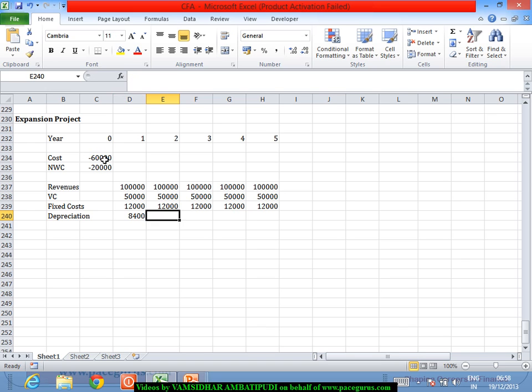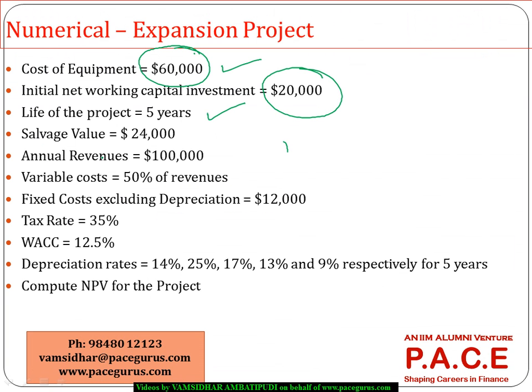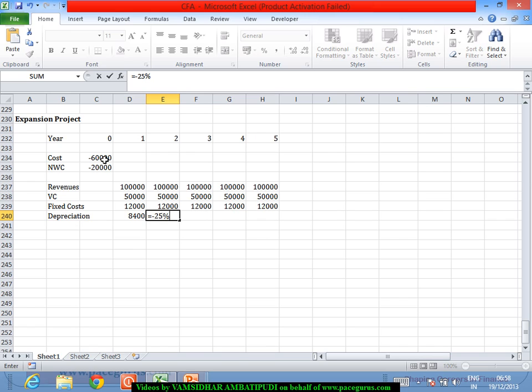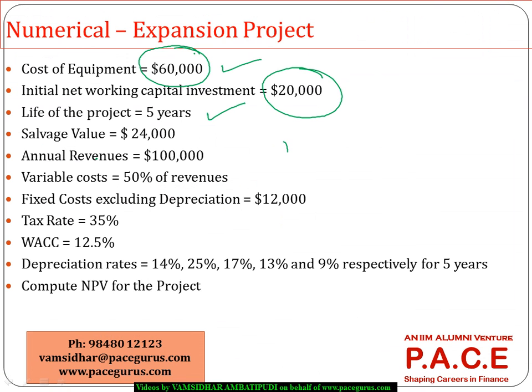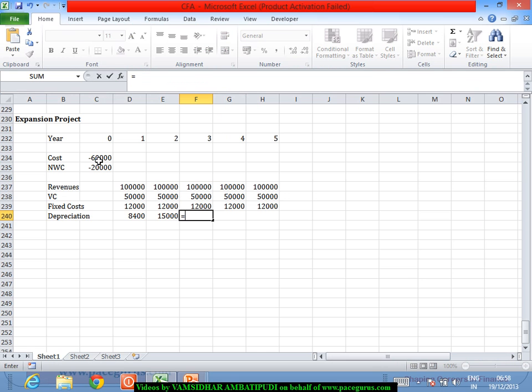So the depreciation in the first year is 8400. In the second year it is 25% of the cost. So here I don't take net working capital, and for the third year it is 17, 13 and 9. So I'll take it as 17, 13 and 9. Okay, so these are my depreciations for each of the years.